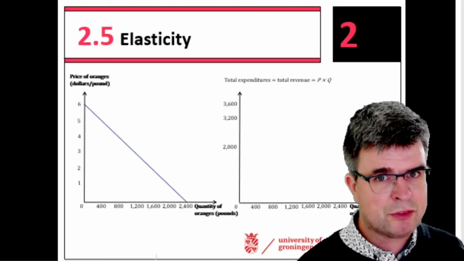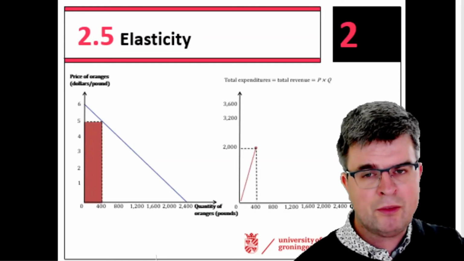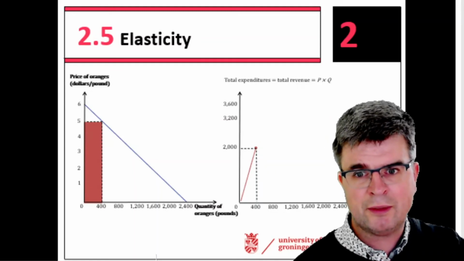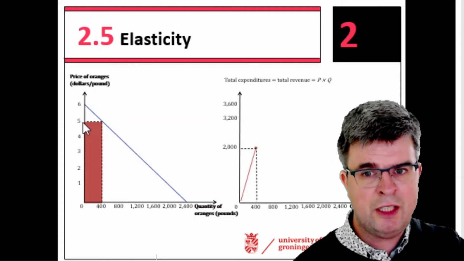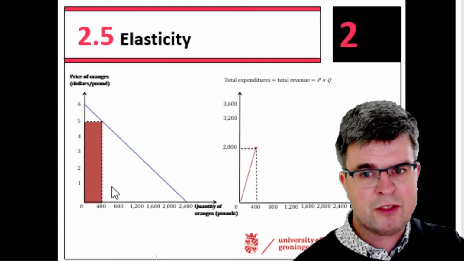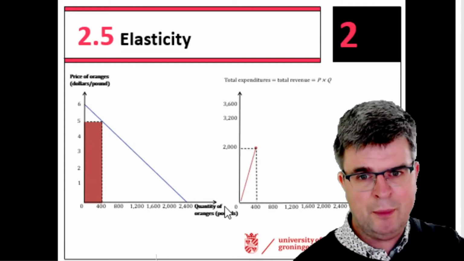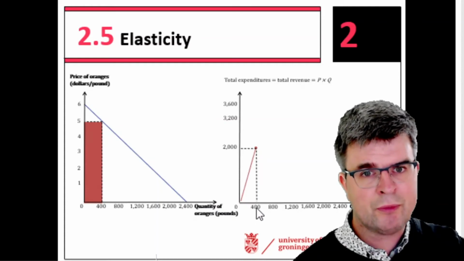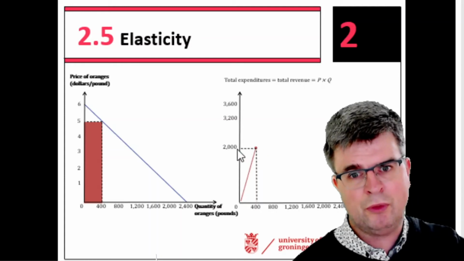But now suppose that the price of oranges drops to 5. Now at a price of 5, the total demand for oranges will be equal to 400. So the total expenditures by all consumers together at this price will be equal to 400 oranges at a price of 5 each, which gives us 2000, which is the surface of this rectangle over here. And we also plotted the combination over here. If 400 oranges are sold, that can only be done at a price of 5. And at that price, the total expenditures will be equal to 2000.